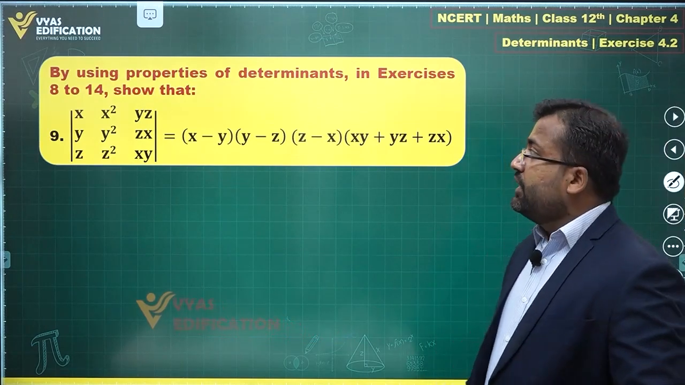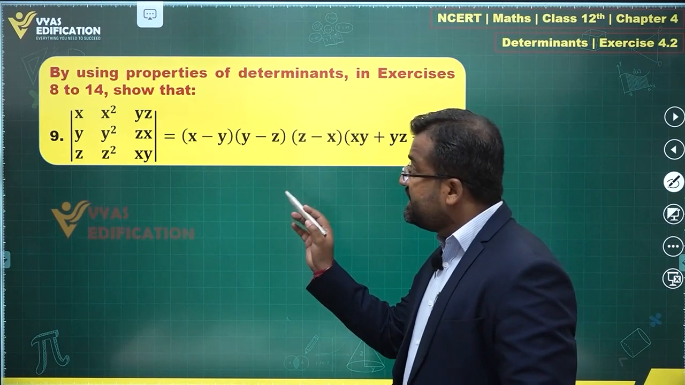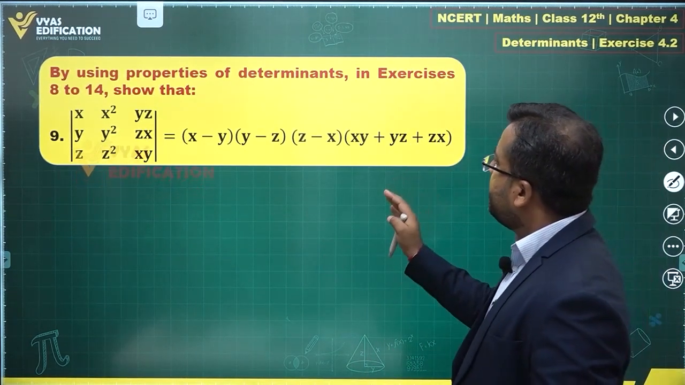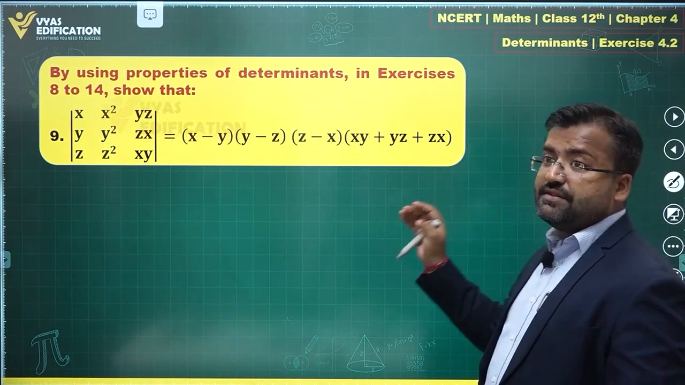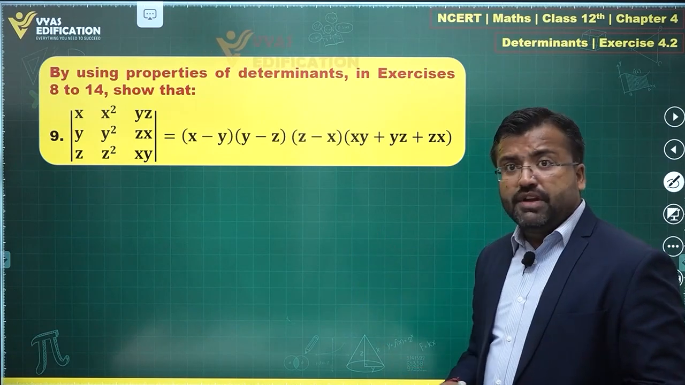Let's discuss this question in front of us next. The question says the determinant with rows x square, yz, x; y square, zx, y; z square, xy, z is equal to (x minus y)(y minus z)(z minus x)(xy plus yz plus zx). Now this is an interesting variety, and let's see how we'll be approaching this question.